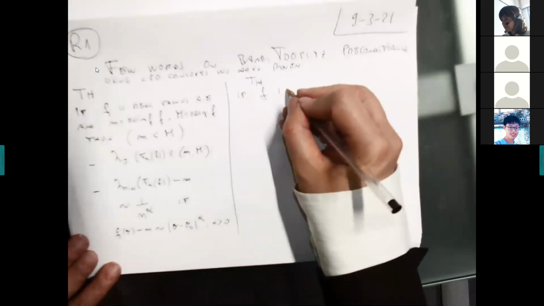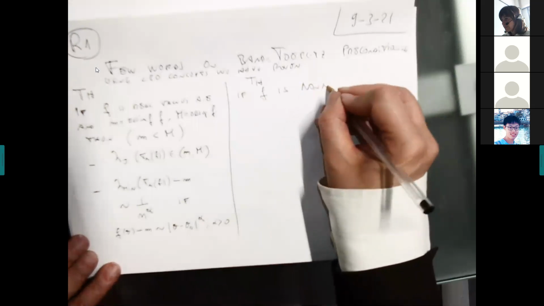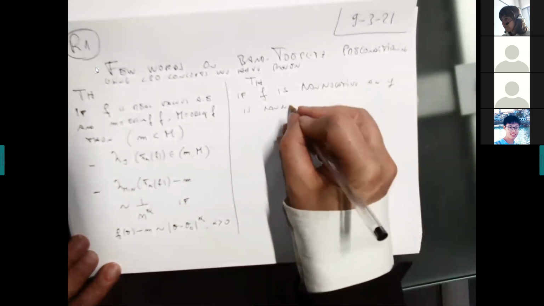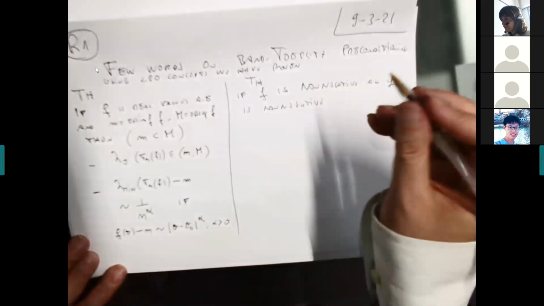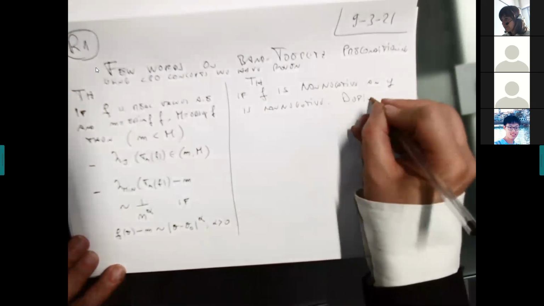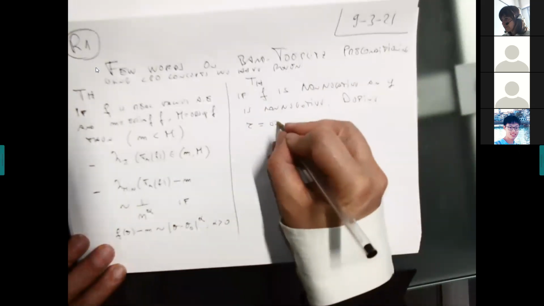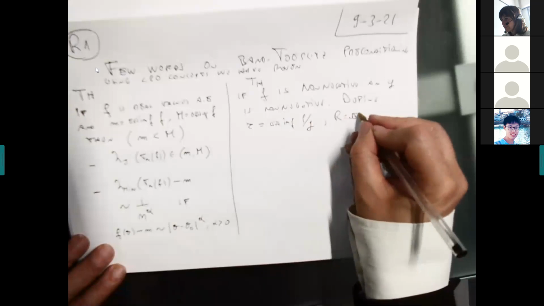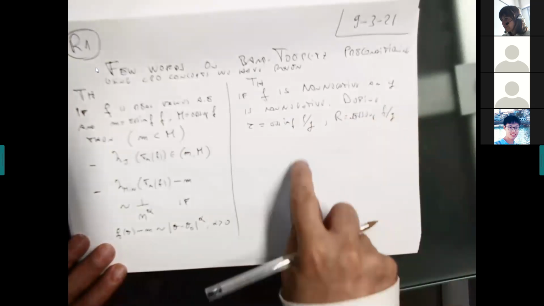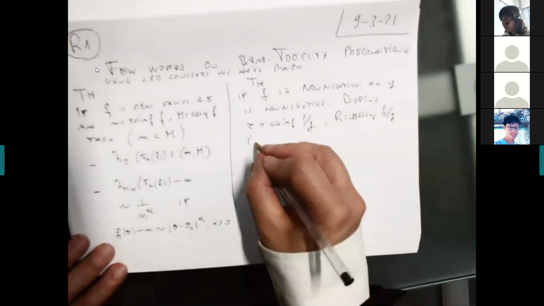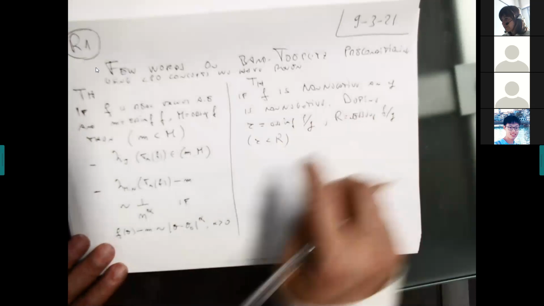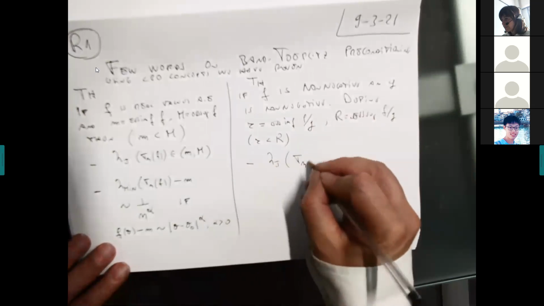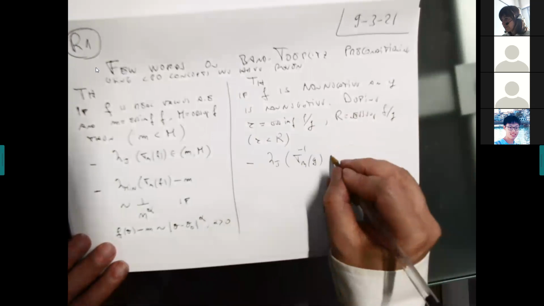If F is non-negative and G is non-negative, define small r as the inf of F over G and capital R as the sup of F over G. So consider the ratio and assume the non-trivial case that small r is less than capital R.